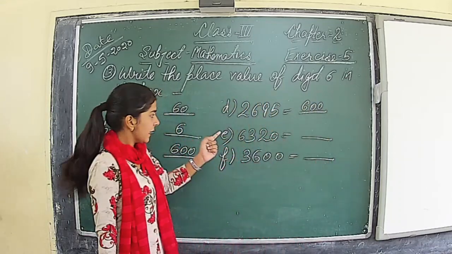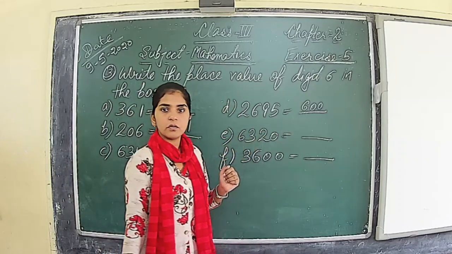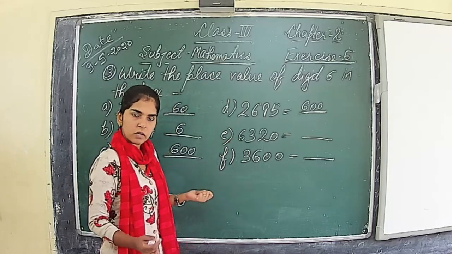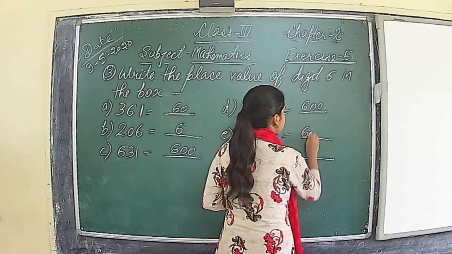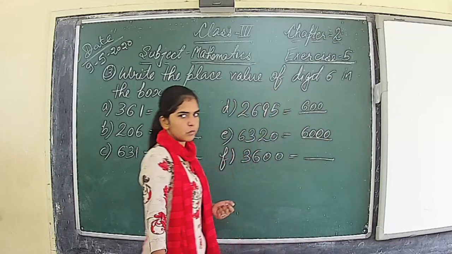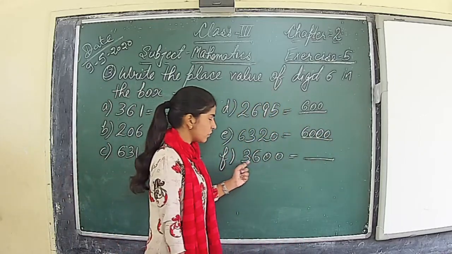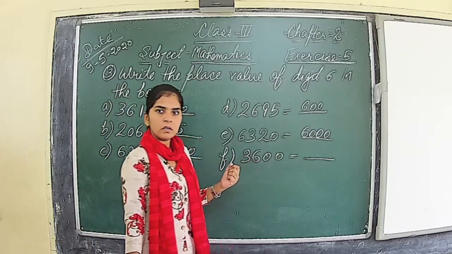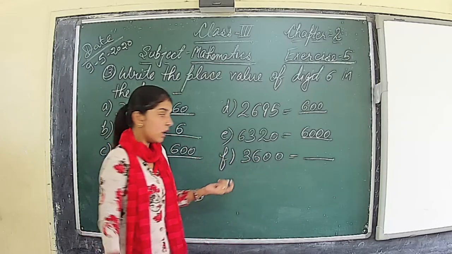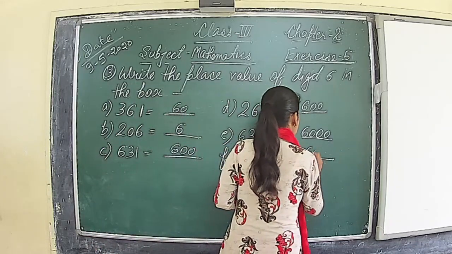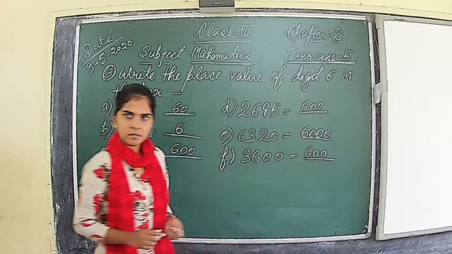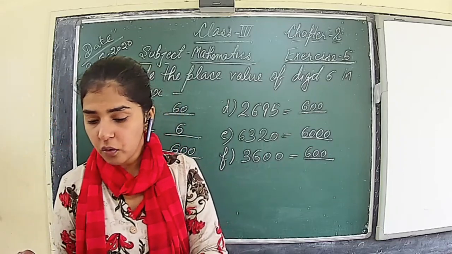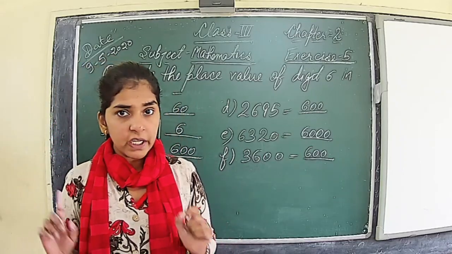Next number is 6320. So what is the place of 6 here? Place of 6 is 1000, right? So its place value will be 6000. Okay. Next number 3600. So what is the place of 6 here? The place of 6 is 100. So its place value will be 600. Okay. So easy. So let us start the next question. Question number 4. Write the place value of 8 in the given number.